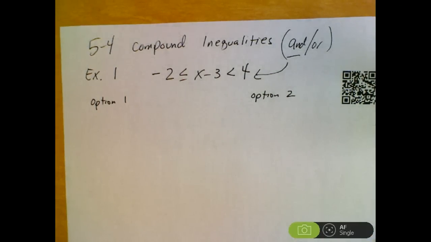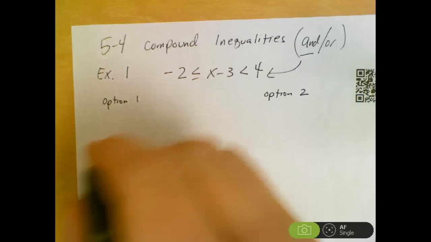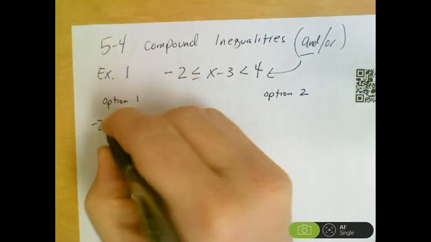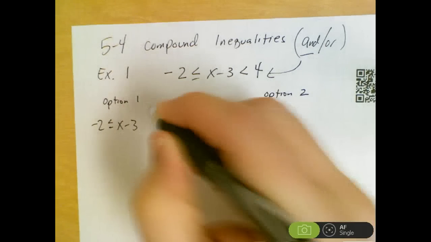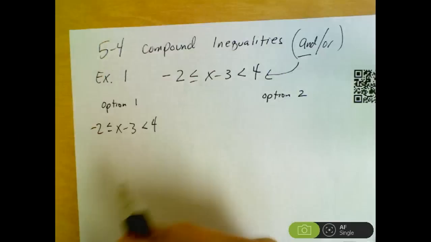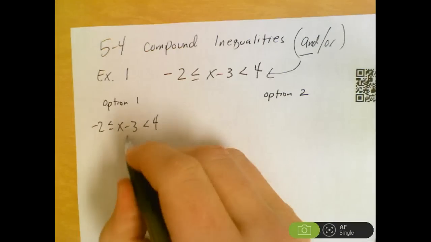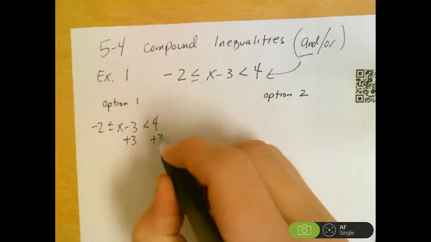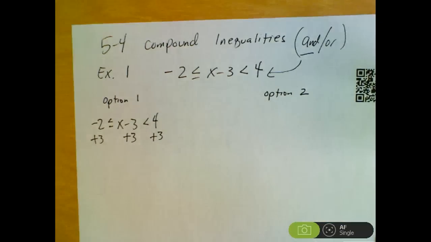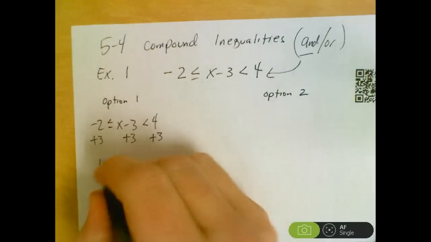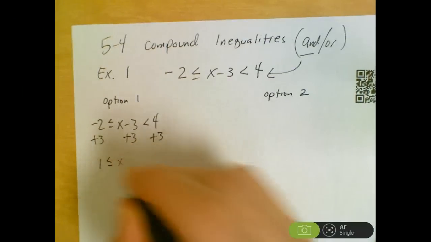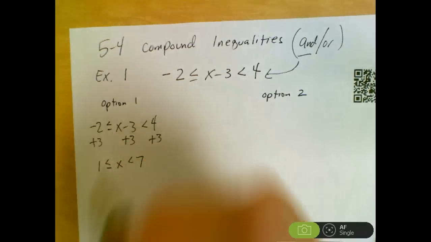There's two options that you have to do this. Option number 1 is just to complete it as it is. Negative 2 is less than or equal to x minus 3 is less than 4. Now, how do we get rid of this minus 3? Well, we add 3, but we have to add it to all three pieces. It's kind of putting two equations together and solving them. So 1 is less than or equal to x is less than 7.